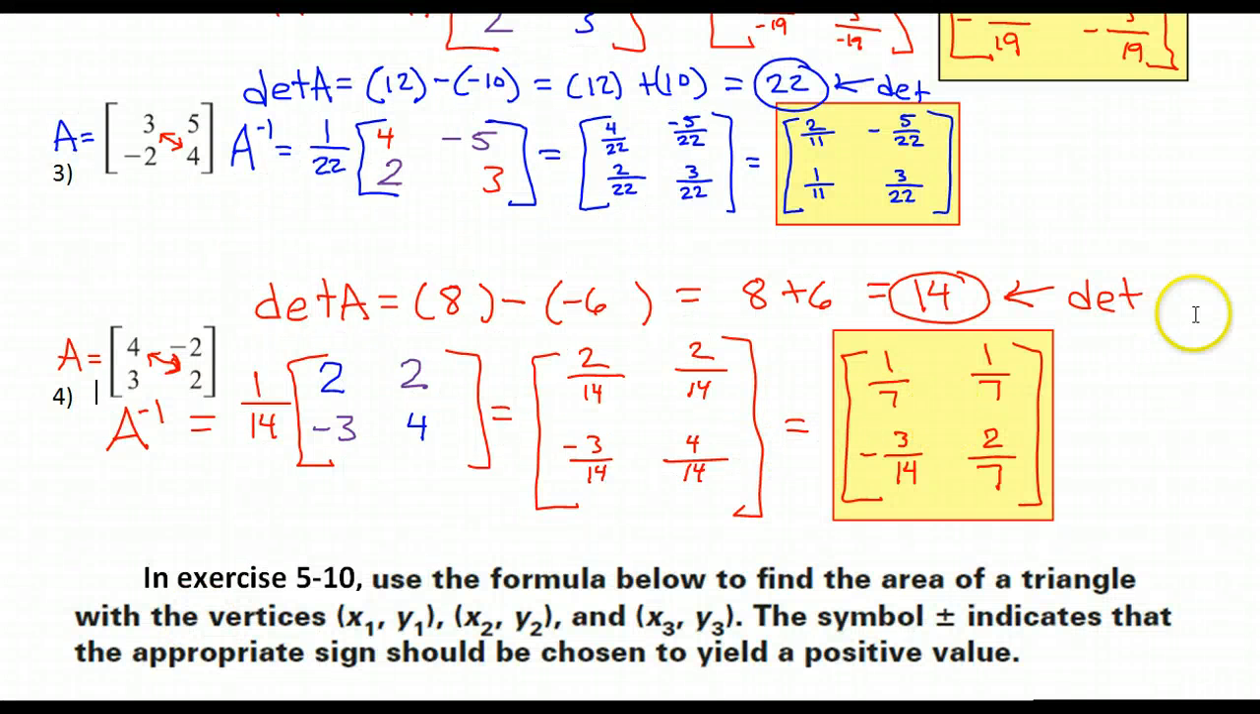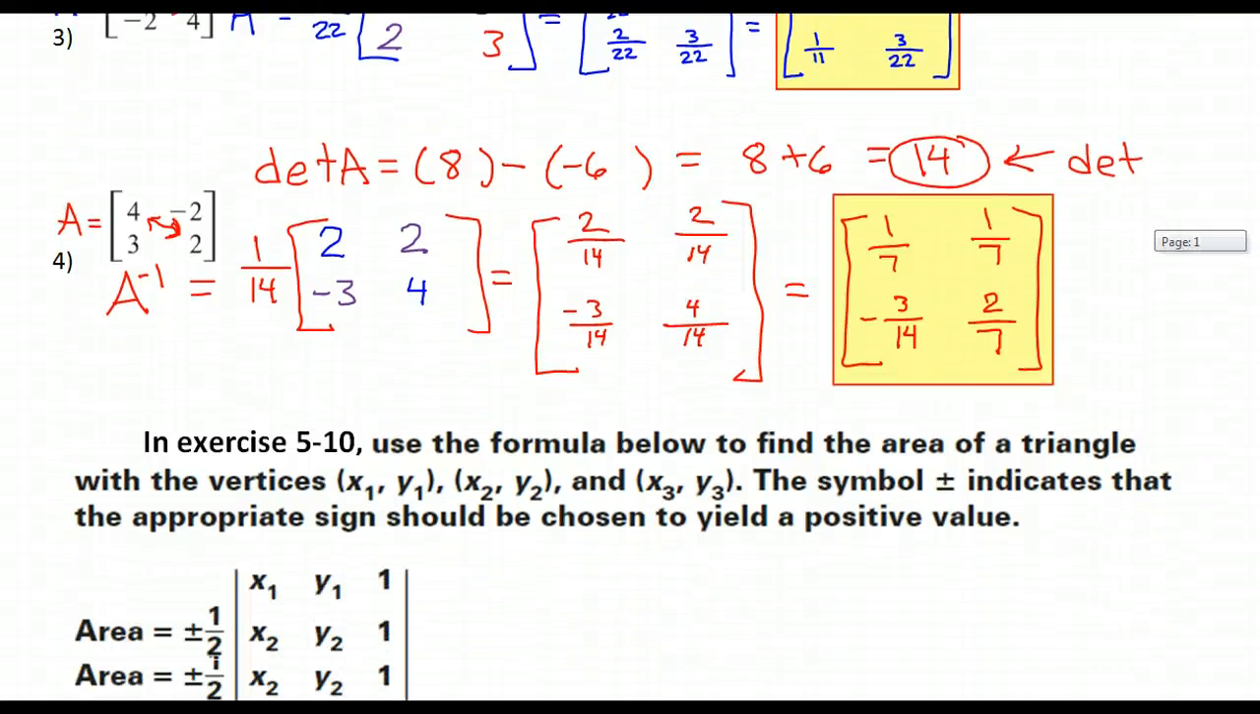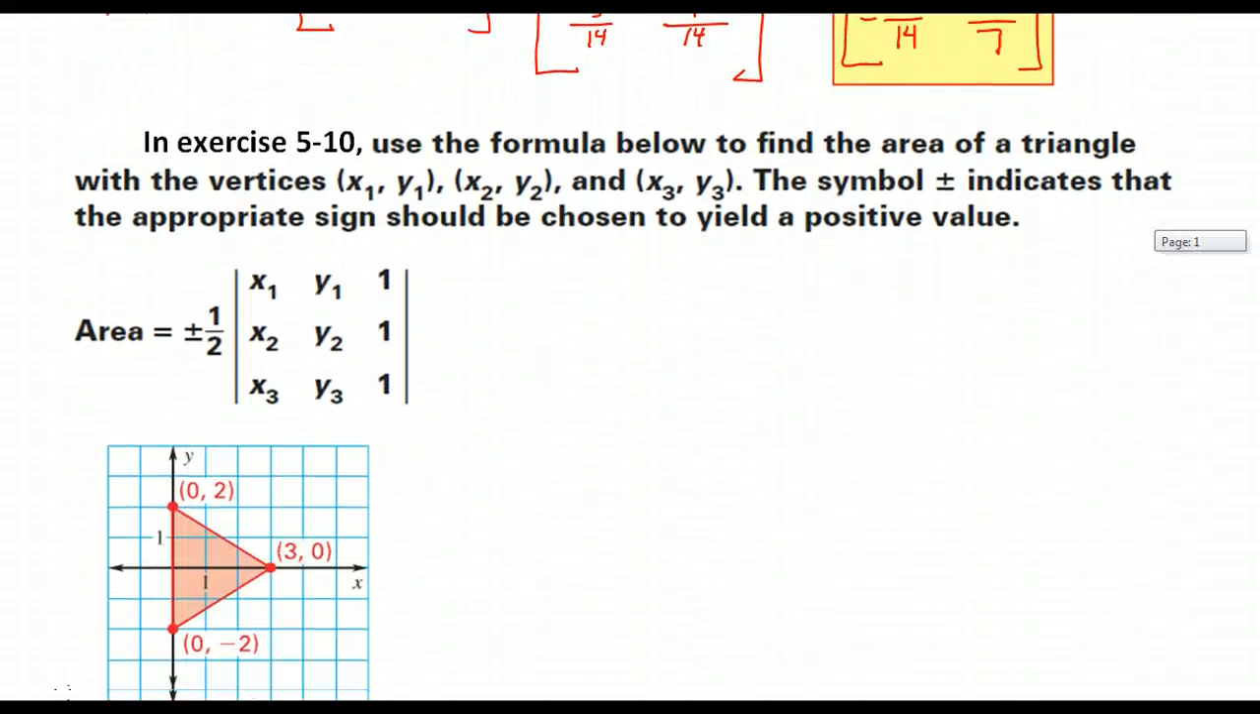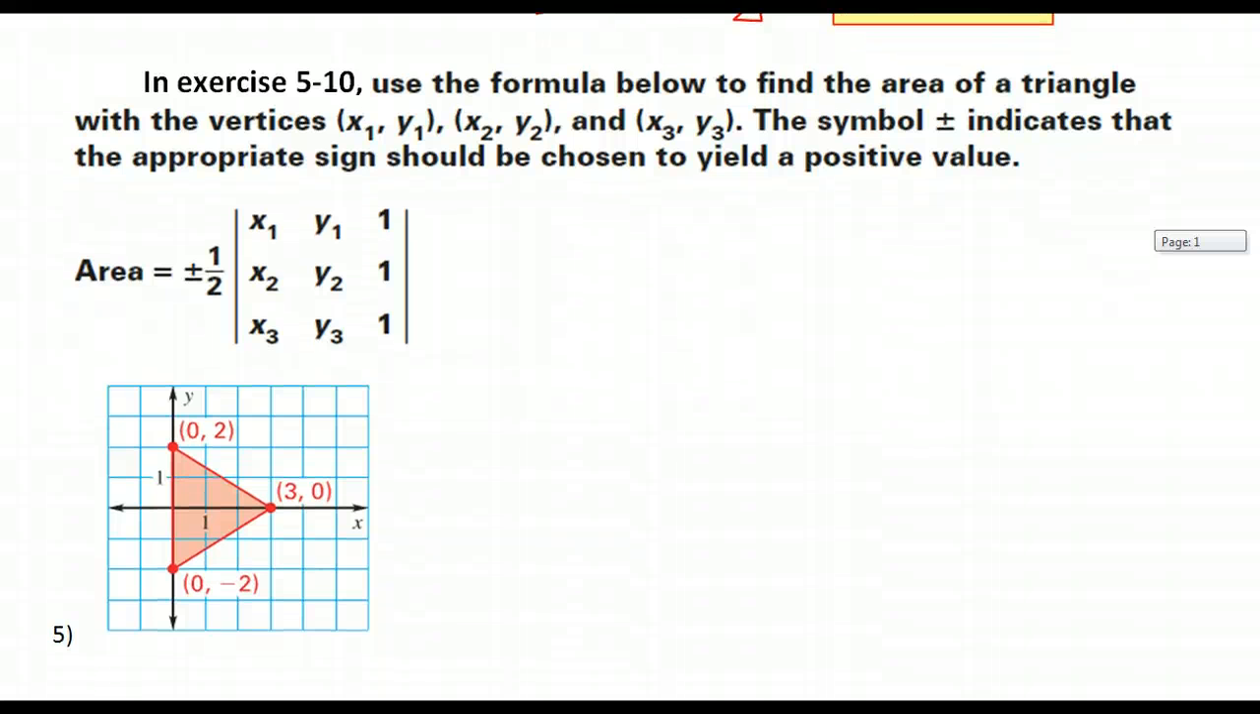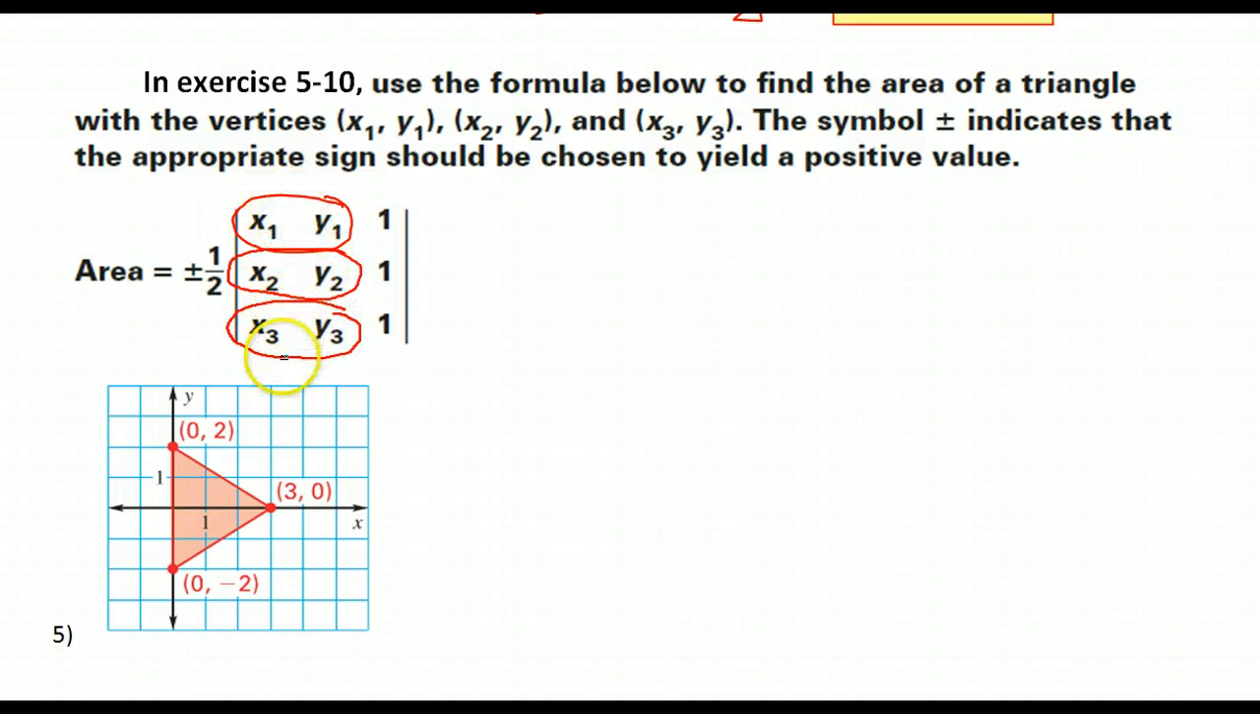So there is the inverse. Now, we can use this formula to use matrices to find the area of a triangle. All you do is, if you know the vertices, you stack up the vertices right here. That's one vertex, that's another vertex, that's another vertex. So you use the three vertices to build the first two columns of a 3 by 3 matrix. The third column is just always ones.